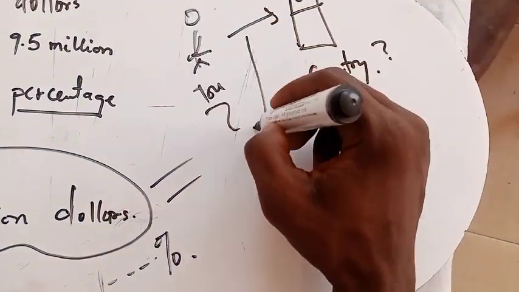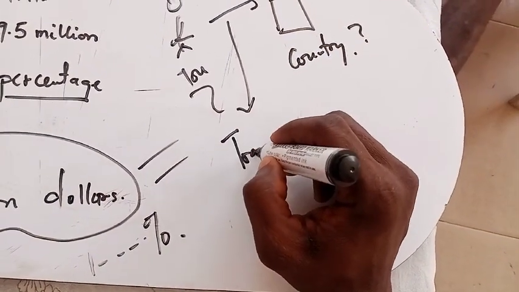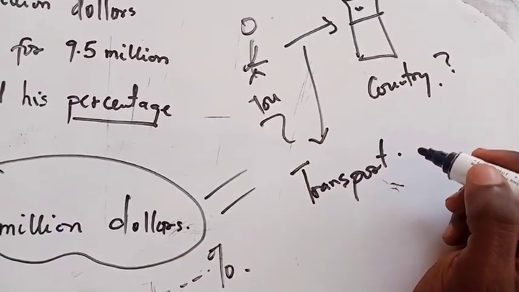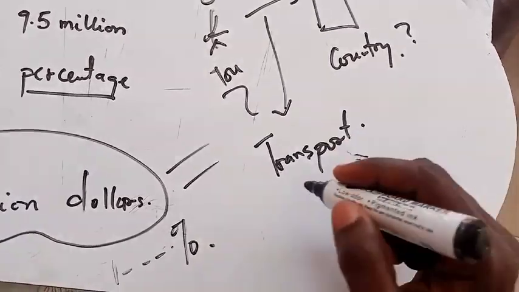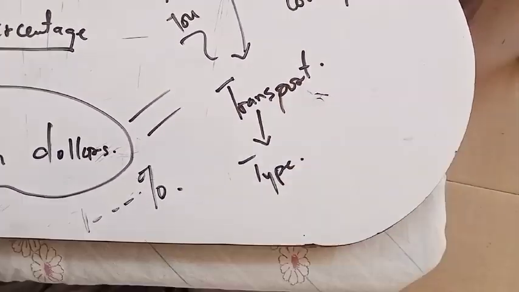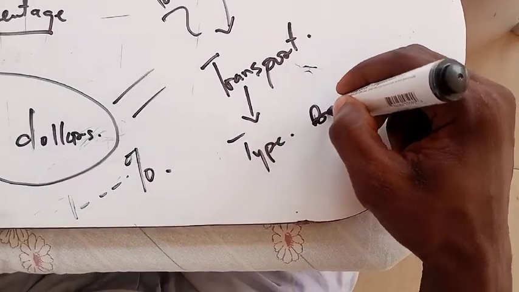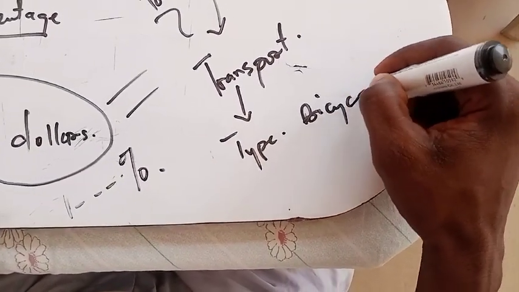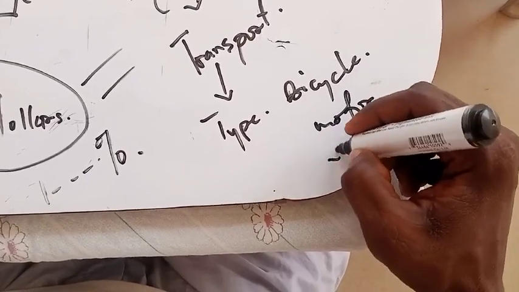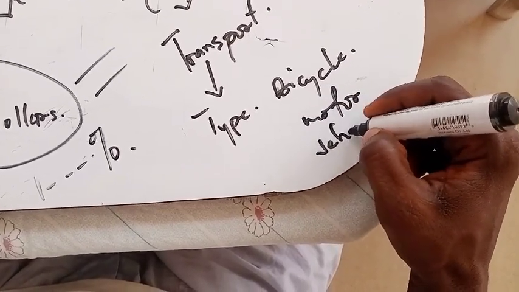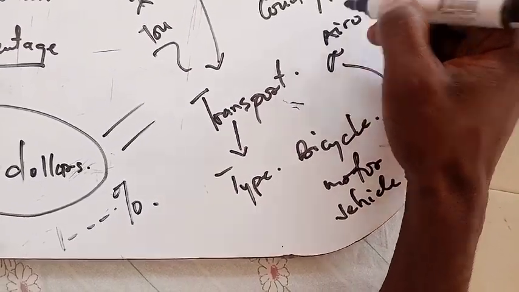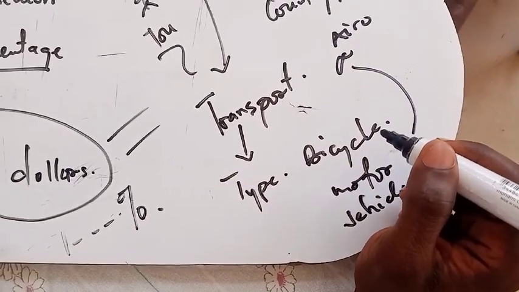How do you get there? That's going to be by means of a transport. By which type of transport? That goes down to which type of transport you are going to use. Are you going to use a bike, a bicycle? Or maybe a motor vehicle, or an airplane? Which one are you going to use?